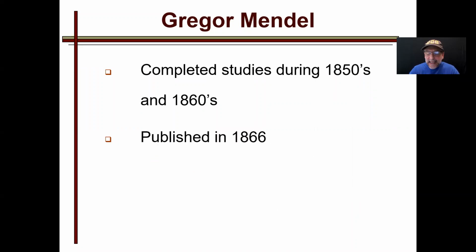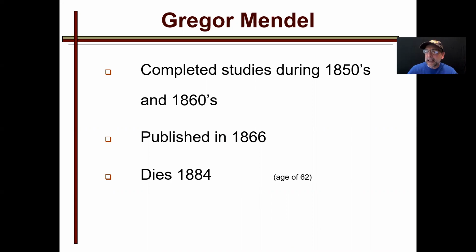He publishes in 1866. Now, people didn't realize that he was establishing the field of genetics when he published. They only thought that this was a very interesting study about plants and didn't realize that the rules that Mendel came up with actually applied to all living things. They just thought this is an interesting study about plants. Now, Mendel passes away in 1884 and has no idea the impact that he's made on science.